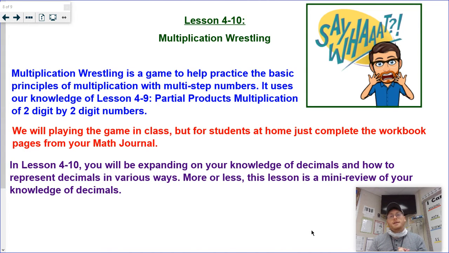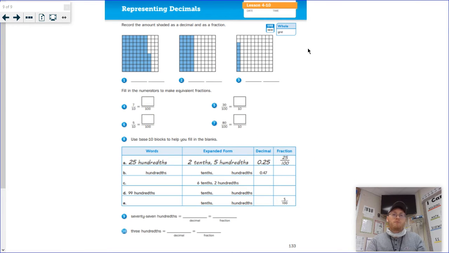So in lesson 4-10, like I said, we're going to be expanding on our knowledge of decimals and how to represent decimals in various ways. More or less, this is kind of like a mini lesson of what our knowledge of decimals is, okay? So let's look at the page in the book. Now, with today's lesson, I'm just going to briefly talk to you about it. I'm not going to actually do any problems with you because this should just be review. And if you need help and assistance, you might want to go back in your workbook or any lessons and review any videos that might have to do with decimals, ordering decimals, comparing decimals with fractions, anything like that.